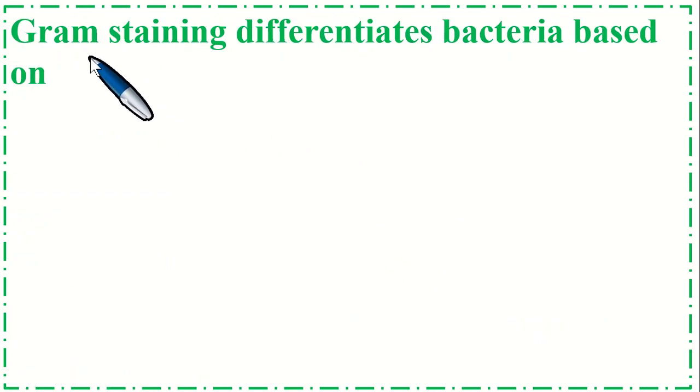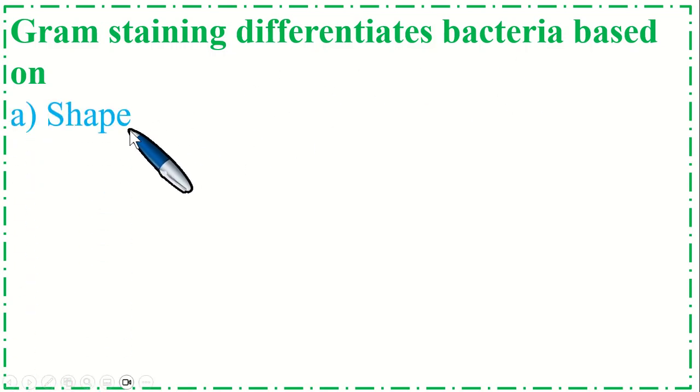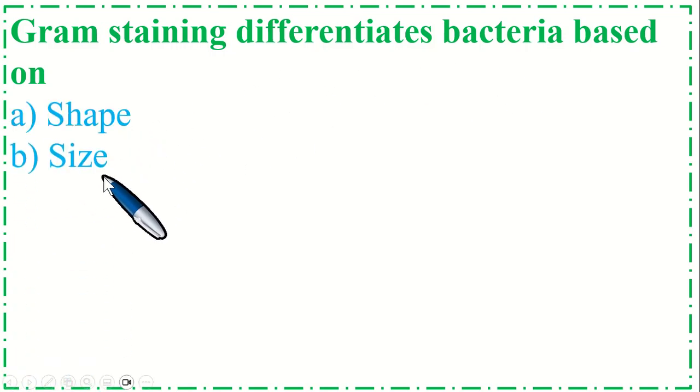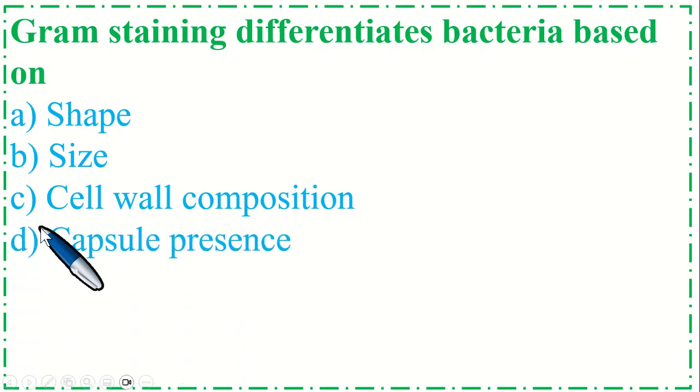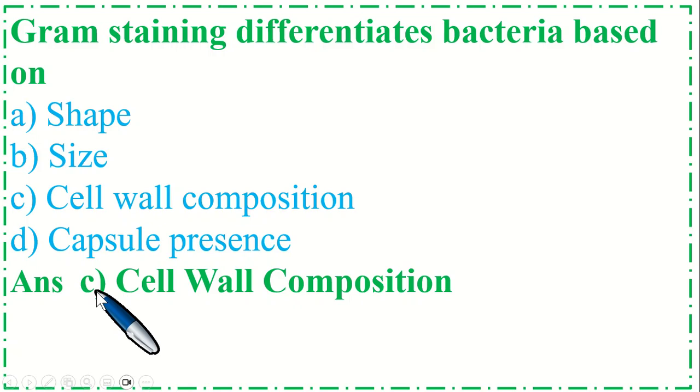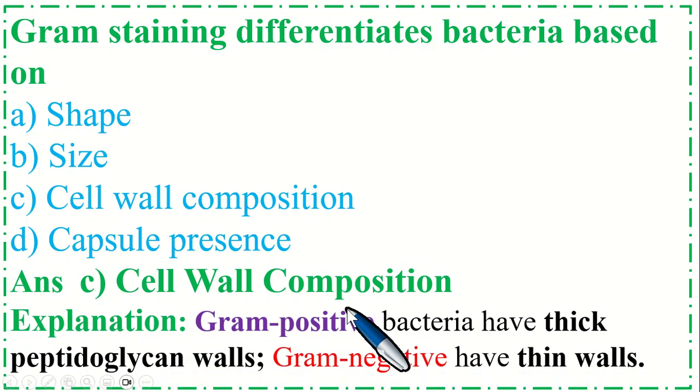Okay dear students, gram staining differentiates bacteria based on option A shape, B size, option C cell wall composition, and option D capsule presence. So the correct option is C, cell wall composition. Explanation: gram positive bacteria have a thick peptidoglycan wall, while gram negative bacteria have a thin peptidoglycan wall.